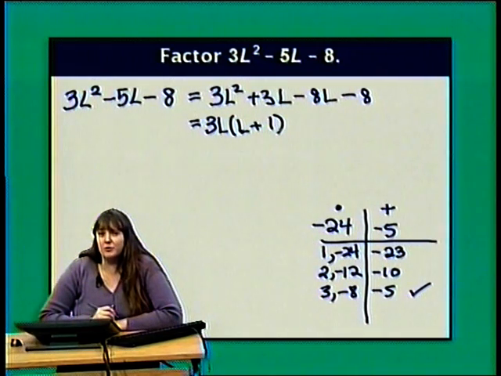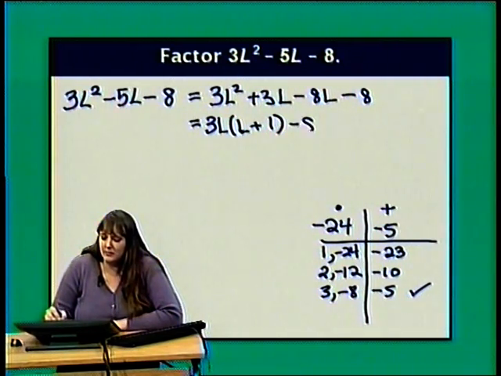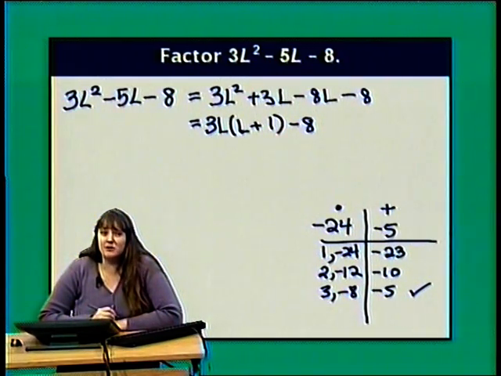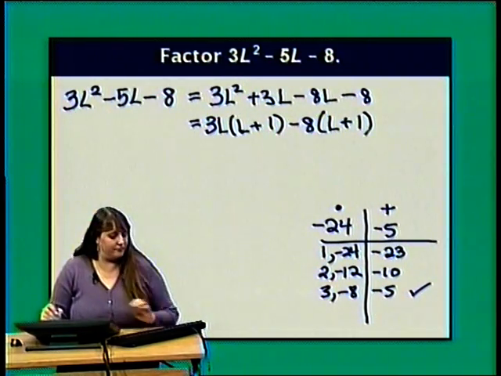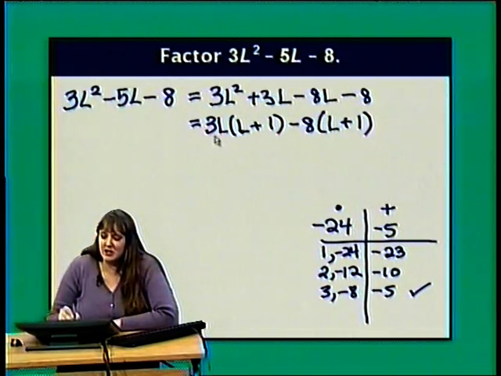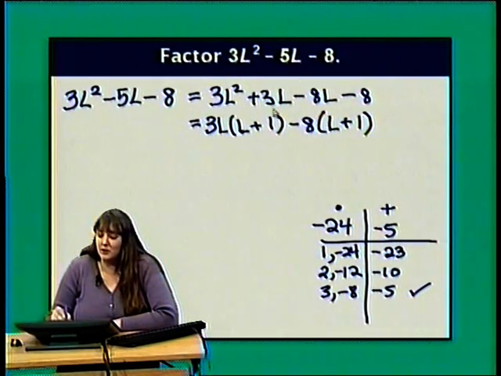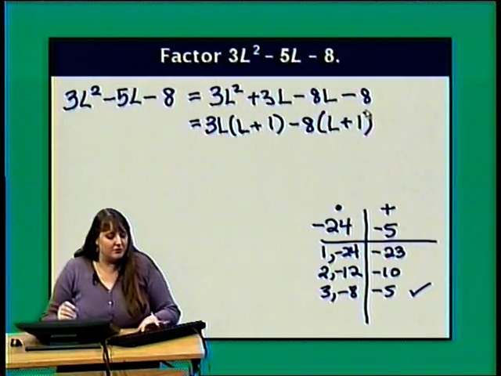The second two terms I can factor negative 8 out of. If I factor out negative 8, that leaves behind L plus 1. Let's just check here. 3L times L is 3L squared. 3L times 1 is 3L. Negative 8 times L is negative 8L. And finally, negative 8 times 1 is negative 8. So far, so good.